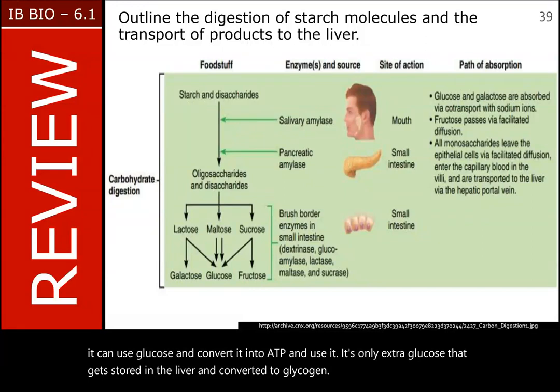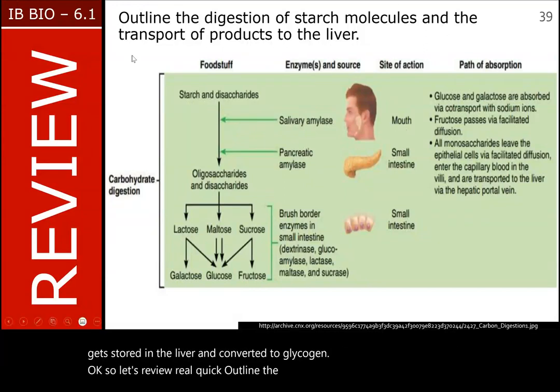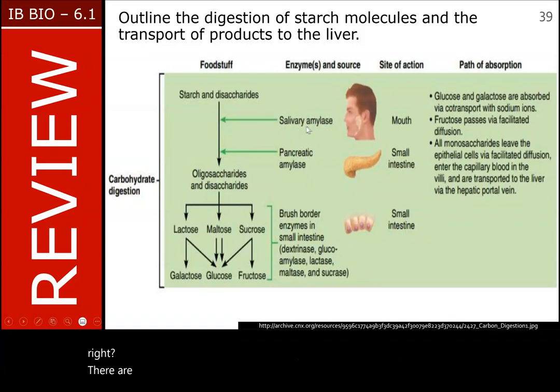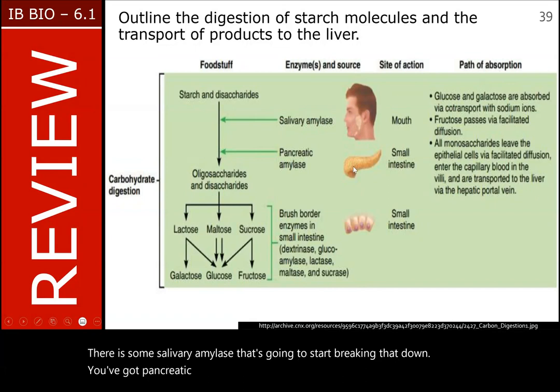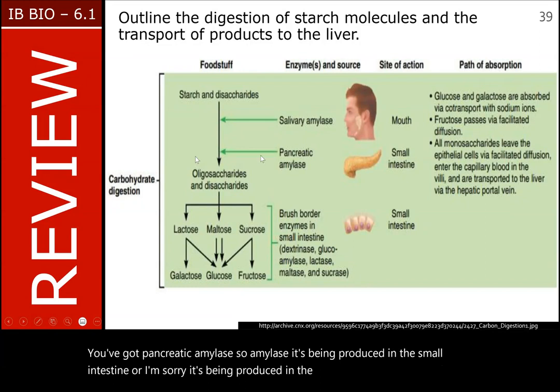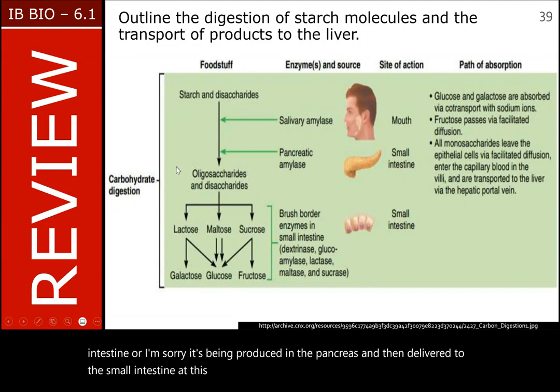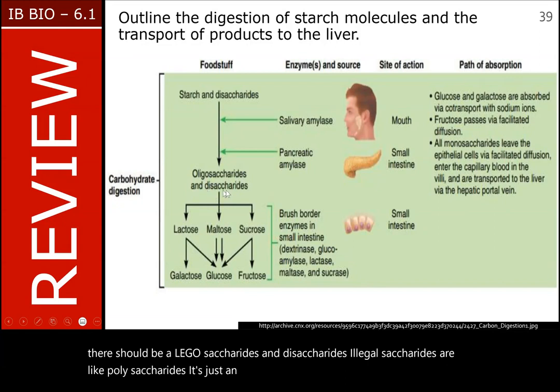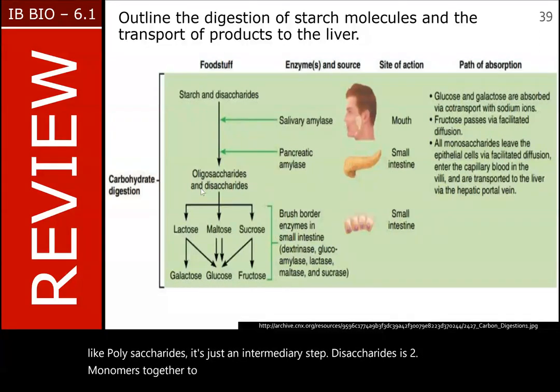Okay, so let's review real quick. Outline the digestion of starch molecules and the transport of products to the liver. So you're going to eat food in your mouth, right? There's some salivary amylase that's going to start breaking that down. You've got pancreatic amylase, which is produced in the pancreas and then delivered to the small intestine. At this point, once those starches get into your intestines, they should be oligosaccharides and disaccharides. Oligosaccharides are like polysaccharides, just an intermediary step. Disaccharides is 2 monomers together, 2 glucose molecules stuck together, or fructose.